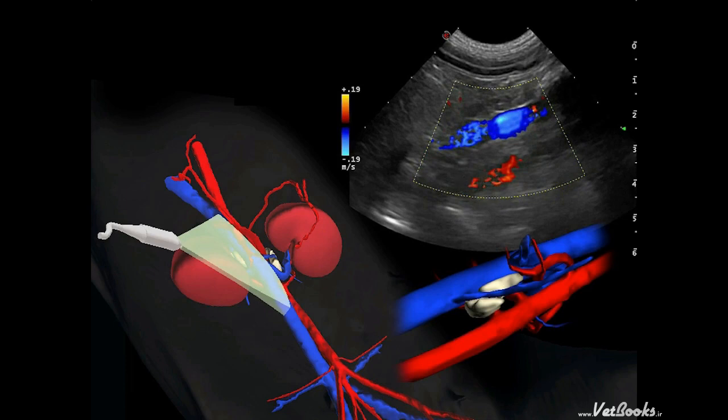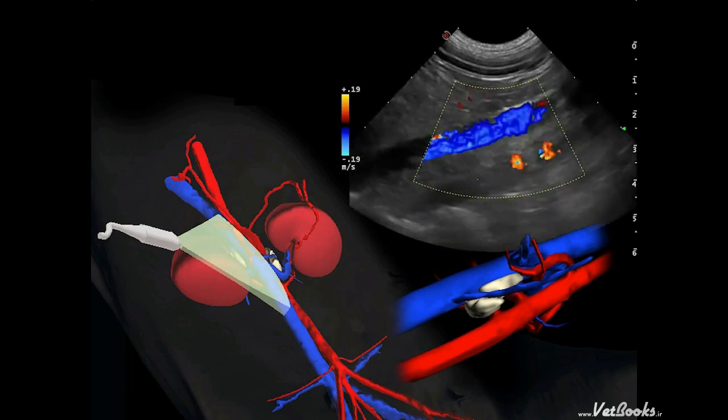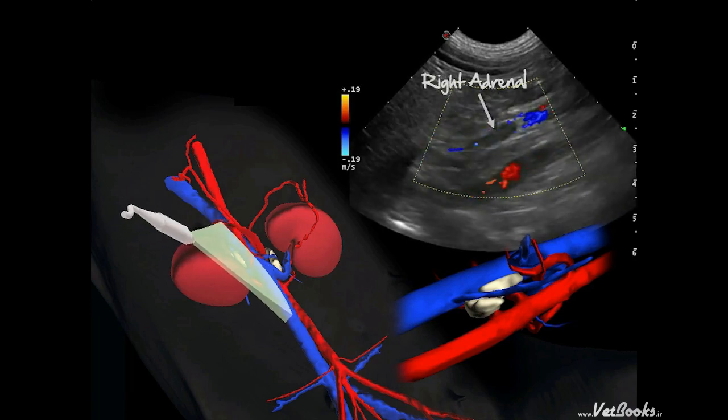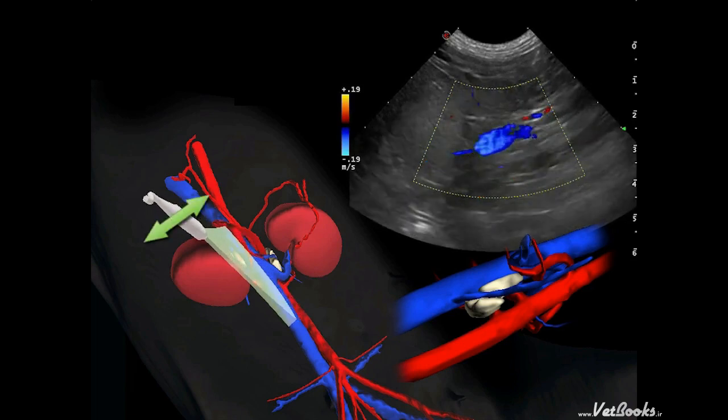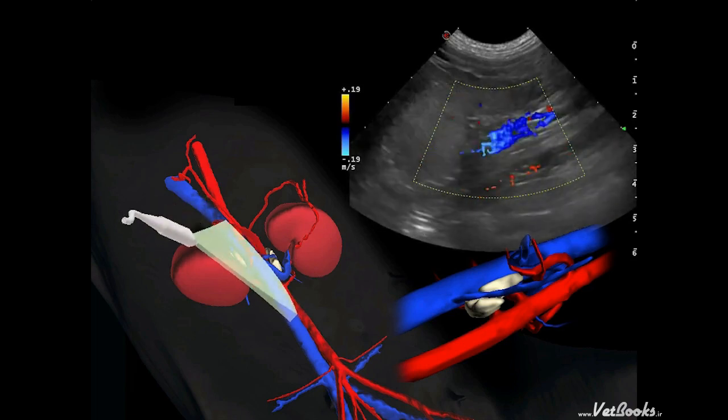Using the same plane, turn the probe laterally to identify the adrenal just lateral to the caudal vena cava. The pressure applied by the probe may sometimes give the impression of a gland penetrating the lumen of the vena cava. You may sometimes need to move slightly laterally or medially to locate the gland.